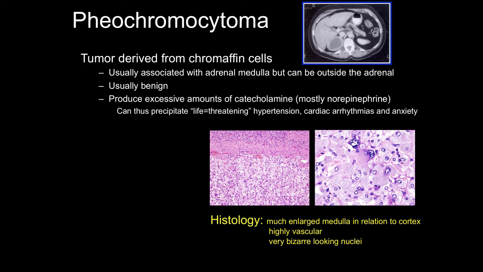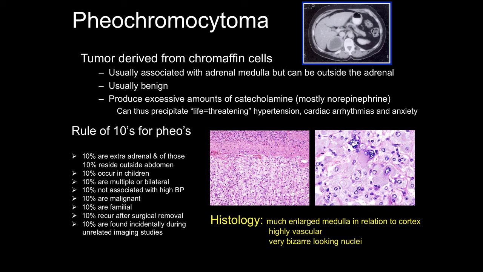Now, the histology. This is where I want you to remember there's a much enlarged area of medulla in relation to the adrenal cortex. In the normal adrenal, the cortex might be almost 90% of the volume of the gland. In these pheochromocytomas, that might flip around, and it may be that the medulla is the vast majority of the volume of the gland. The cells in the medulla are very highly vascular, and there are very bizarre looking nuclei in these pheochromocytomas.